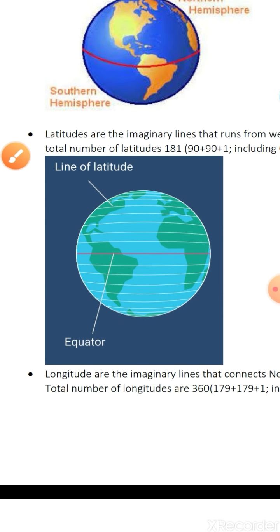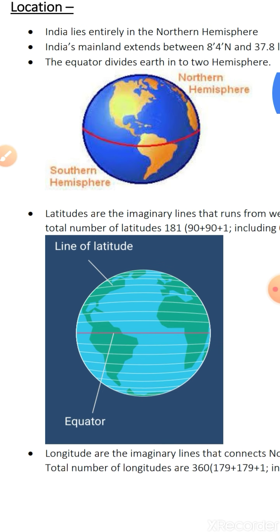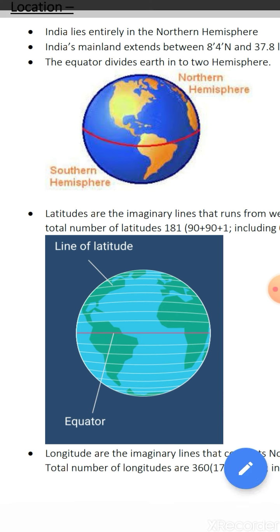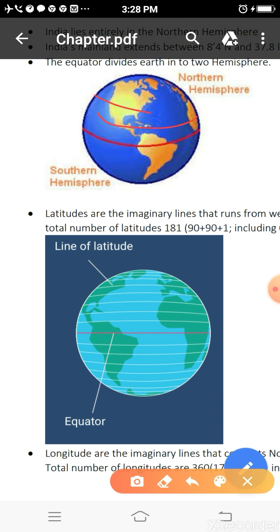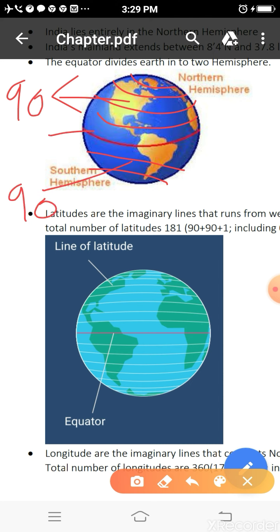If we go further, we will find some lines which are parallel to the equator this way. These are known as the latitudes. These latitudes are complete circles. In the northern hemisphere there are 90, in the southern hemisphere 90, and 1 is the equator. Total latitudes are 181.